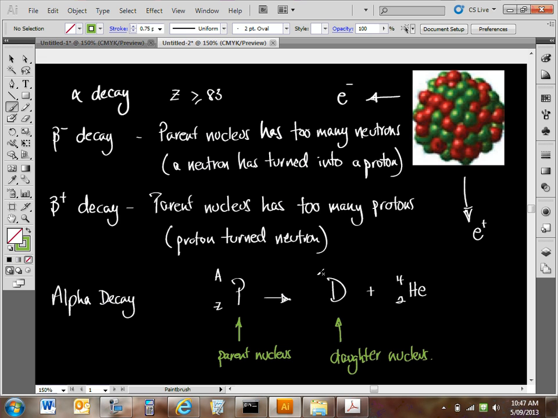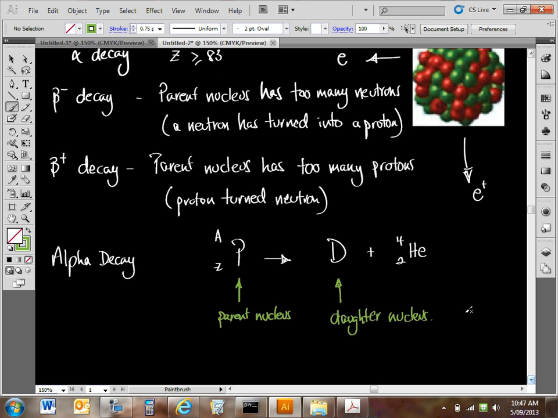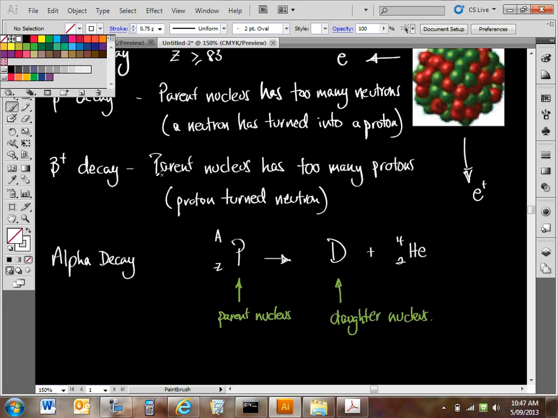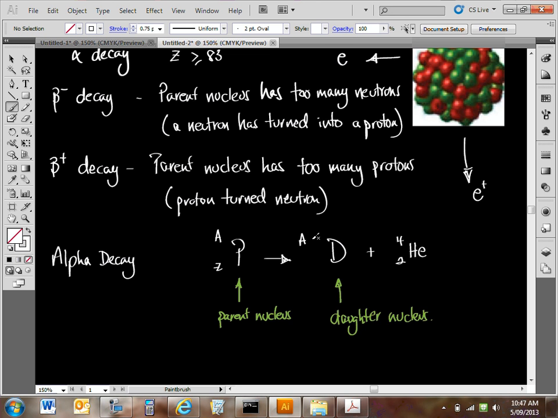Now, what could I say about the mass number and the atomic number of the daughter nucleus, knowing the conservation of charge and the conservation of nucleon number? Say it louder. This is going to be A minus 4, and this is going to be Z minus 2. Okay? That's the form of an alpha decay. You must know that there's some gamma emission also as well. We'll talk about that later. That's more complicated. That's where this part of the course gets more difficult.